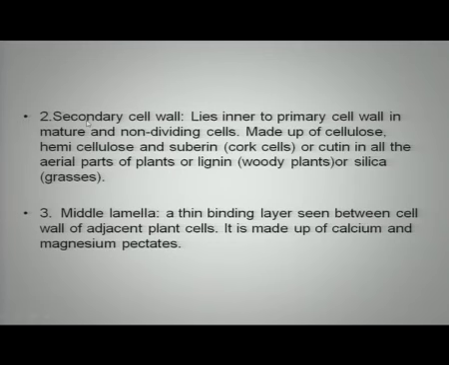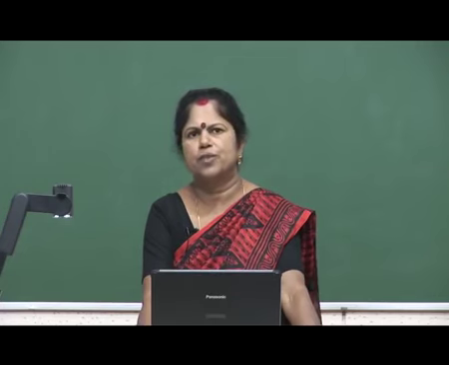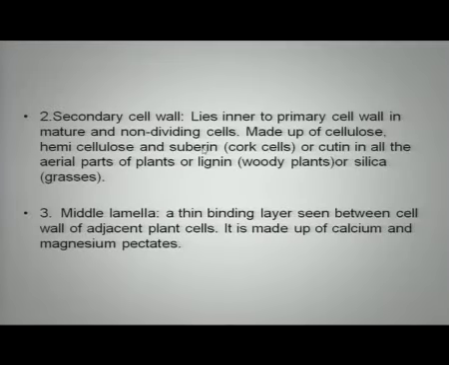The second one is the secondary cell wall. It is seen inner to the primary cell wall in mature and non-dividing cells. It is made up of cellulose, hemicellulose and suberin in the case of cork cells, or cutin in all the aerial parts of the plants, or it may be lignin in the case of woody plants, and in grasses it is silica.